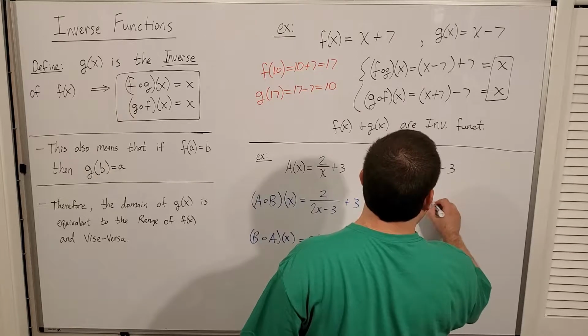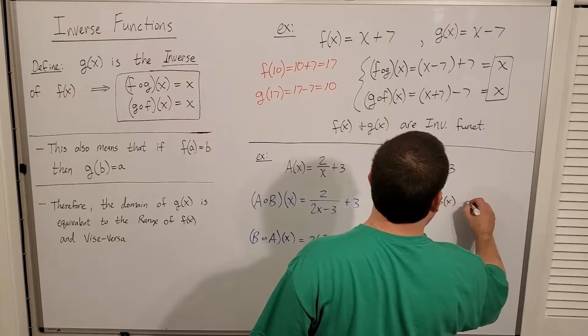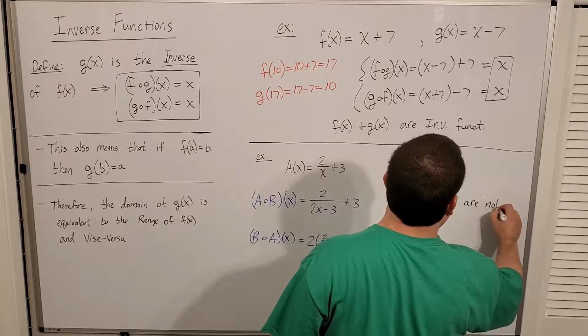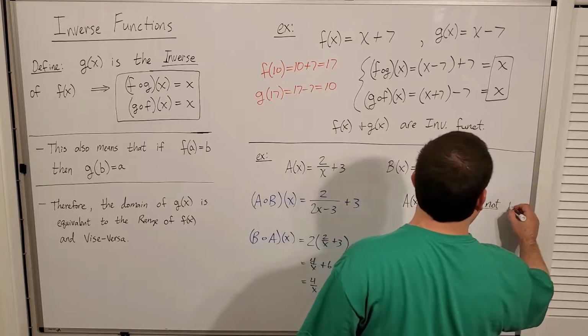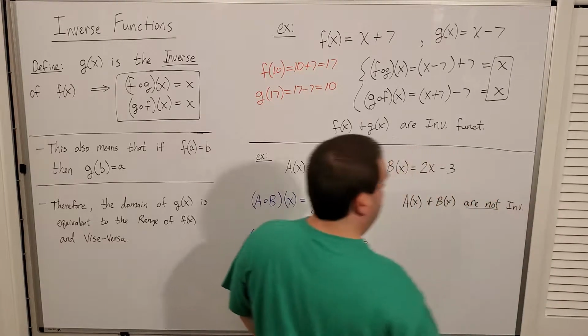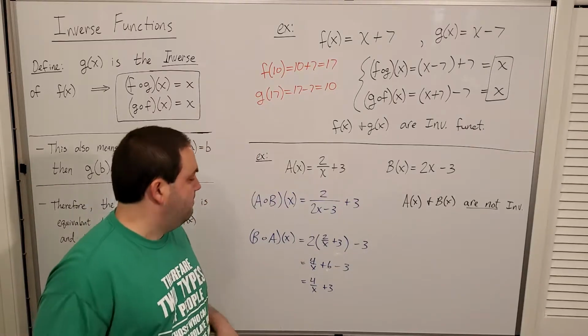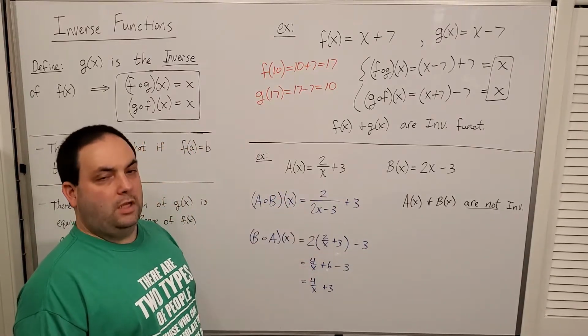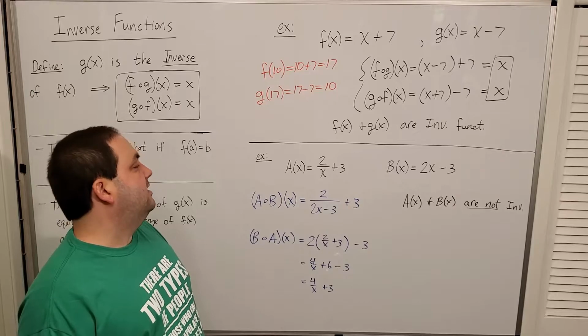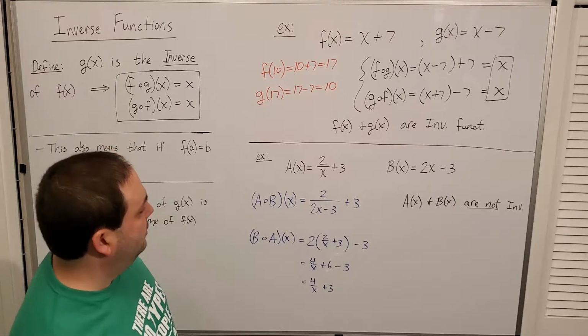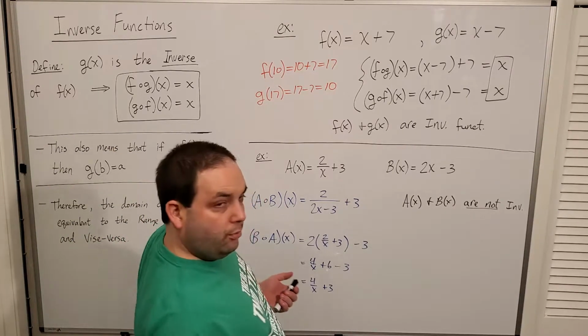A of x and b of x are not inverses. Okay? We prove it by doing both of the compositions. If you want to test it out by plugging in some numbers, you can do that too. But that's not a proof, right?